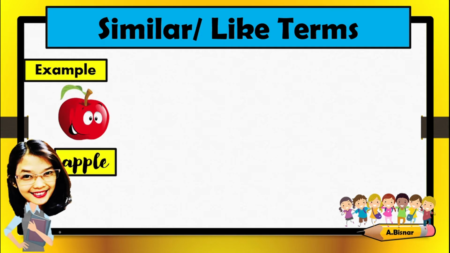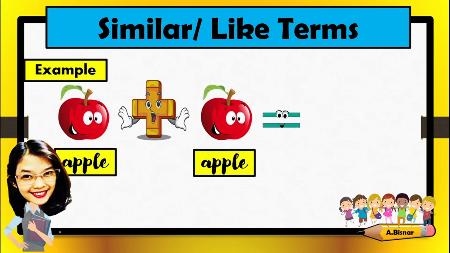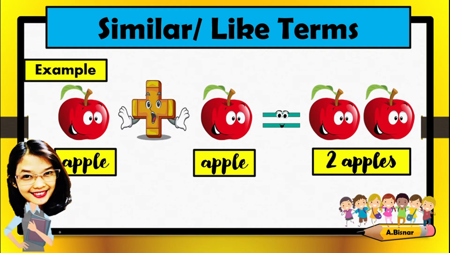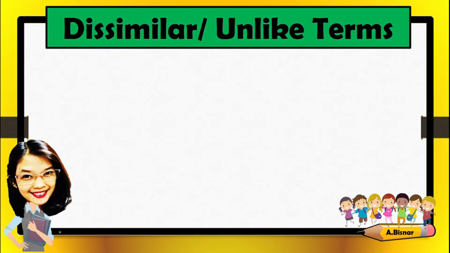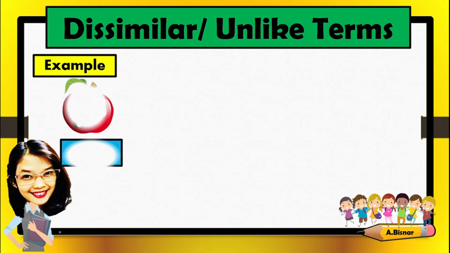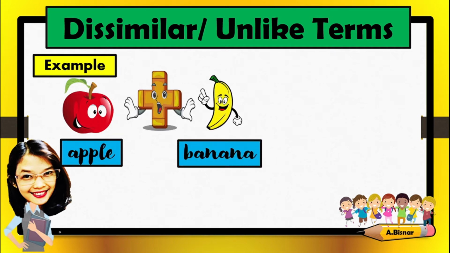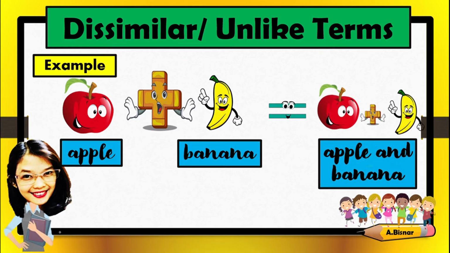So let us illustrate similar terms or like terms. For example, apple plus apple is equal to 2 apples. This is an example of similar terms or like terms. This is because they're both apples, which means that they are the same. How about dissimilar terms or unlike terms? For example, apple plus banana is equal to apple and banana. Why is it so? This is because they are unlike terms, because they are different fruits.